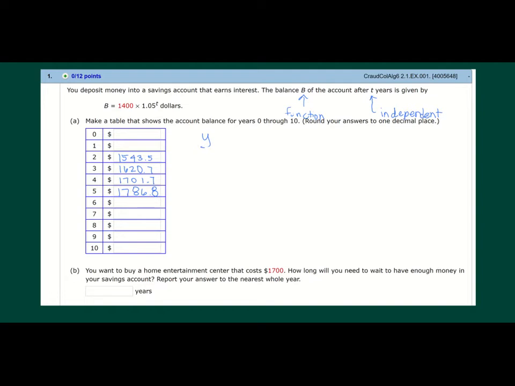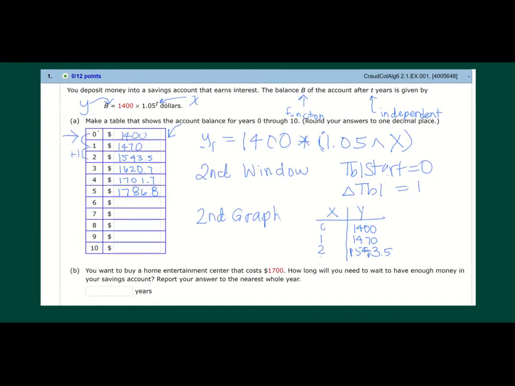My table, I filled in all the values that I needed to answer part B. Your table should be completely filled out at this point. What I'm going to do is locate in time where I finally reach $1,700. I don't have it after 1 year. I only have $1,470. I don't have it after 2 years. I don't even have it after 3 full years of saving because I only have $1,620.